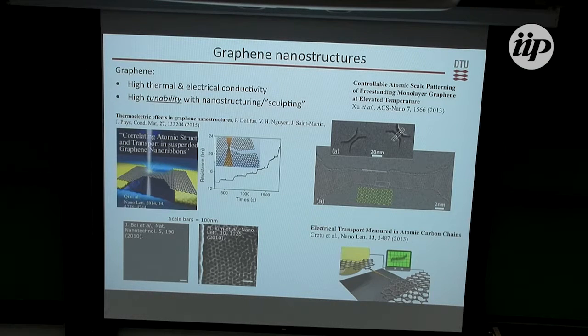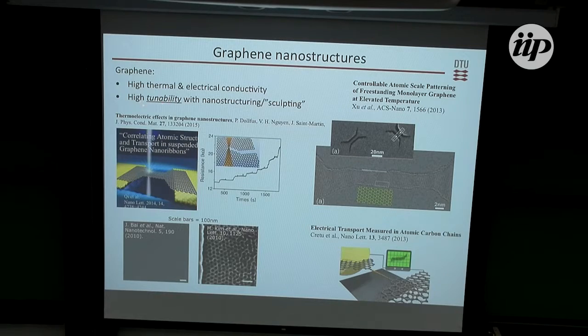So it's challenging. I'm going to focus a bit on graphene nanostructures for some of the examples. There are many reasons why we can get funding for this, but it's also a very interesting system because you have very high thermal conductivity and very high electrical conductivity, and very importantly, you have a very high tunability of these properties if you start to do nanostructuring of graphene.